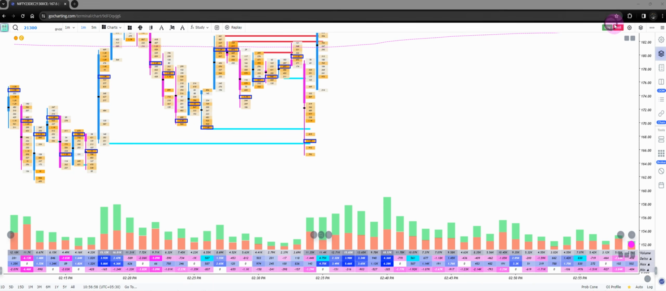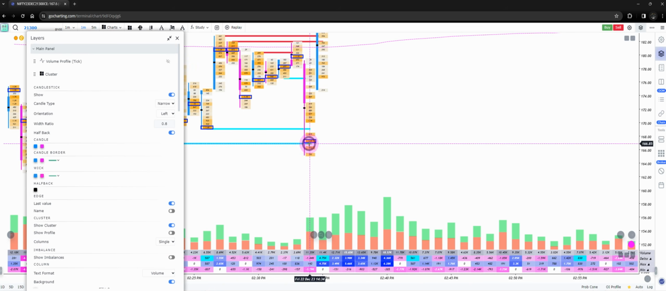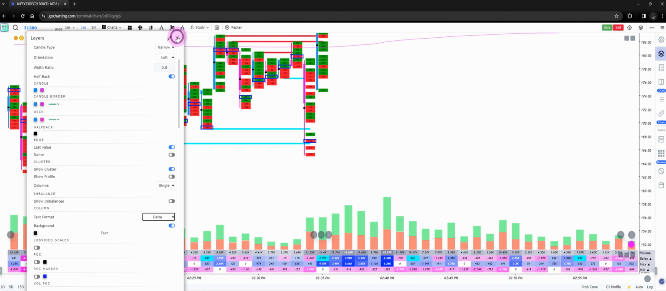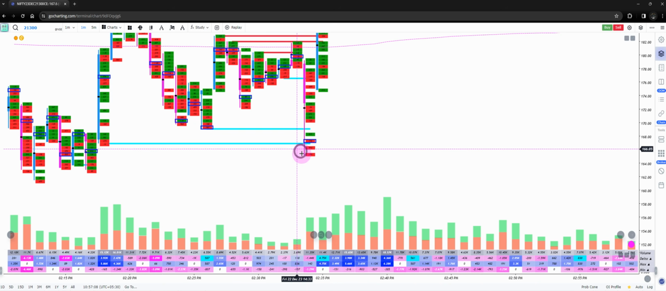If you're finding it difficult, I will just do something that will make it easier. So let's go here. If you don't like this volume and you want to see delta, I'll just tell you what you can do. Go here and select delta. Now, do you see what I was trying to say? This is a really high volume node, which we're just seeing in the volume, and look at the sellers that are getting trapped here.